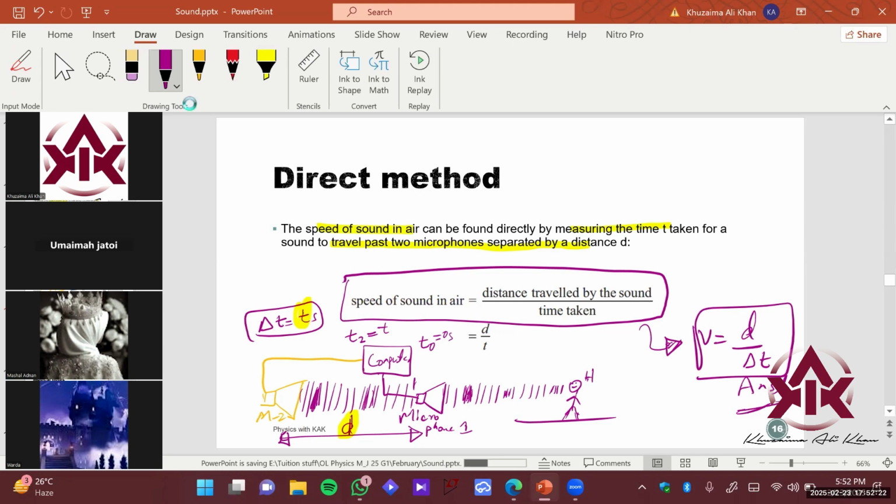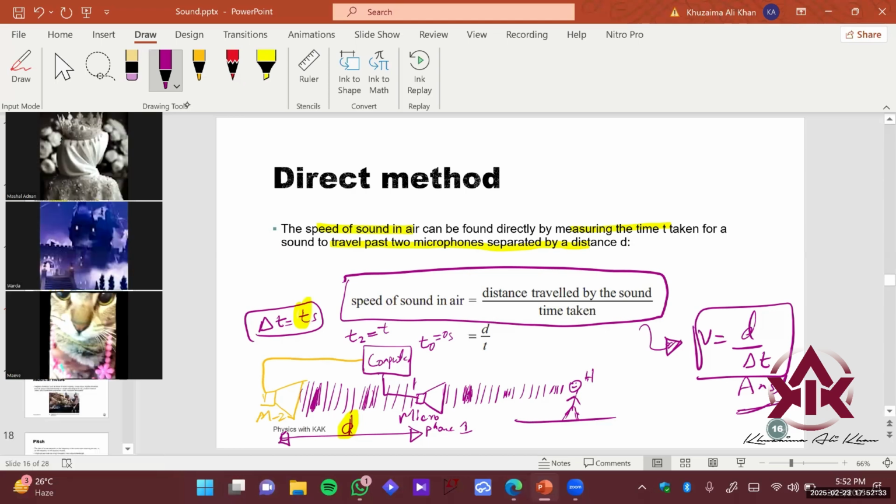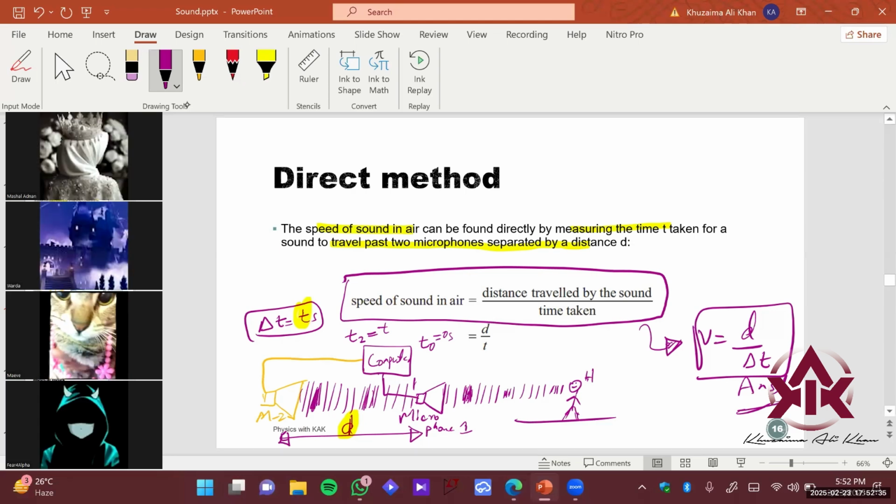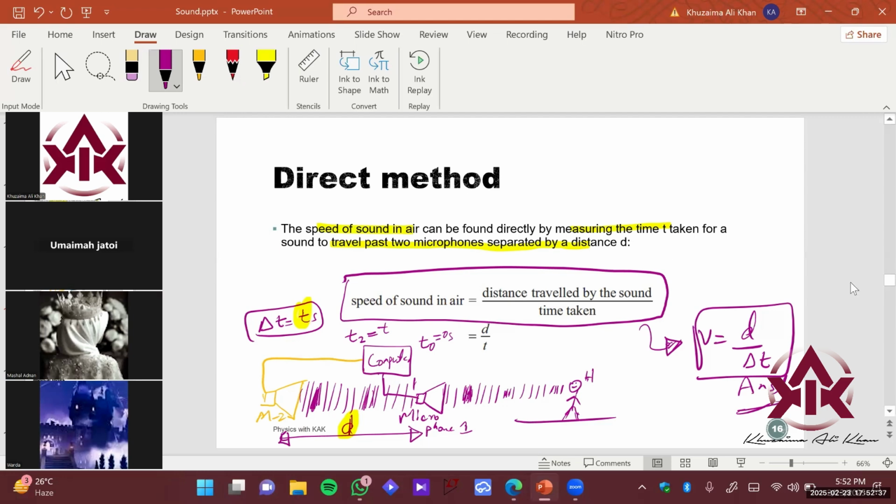So if it makes sense, give me a thumbs up. It makes sense to Varda. It makes sense to Mashal. That's good. It makes sense to Hamza. Okay, that's good. So these are experiments which can pop up in your P4 also and your P2 also.